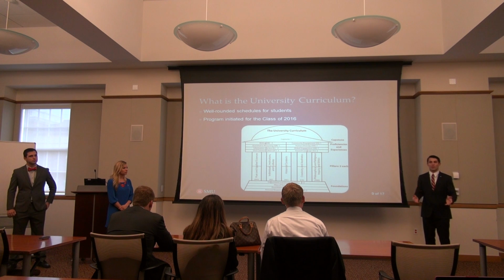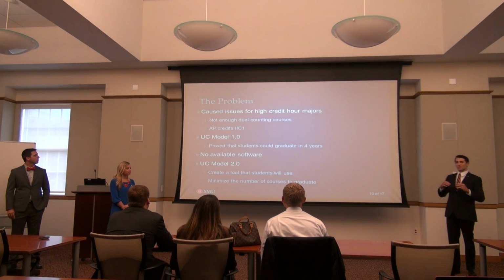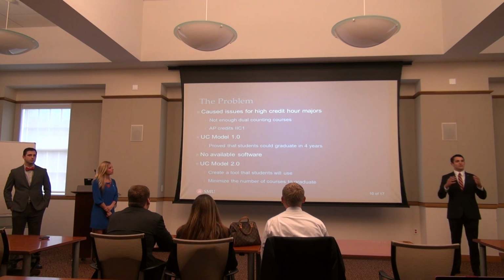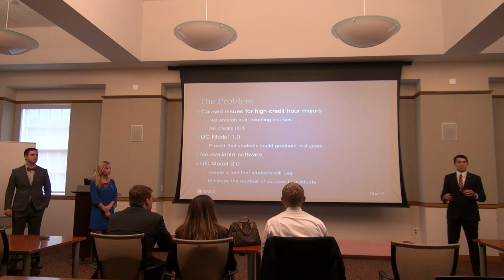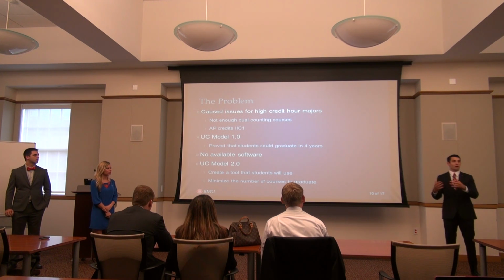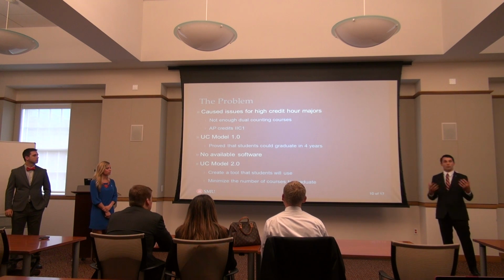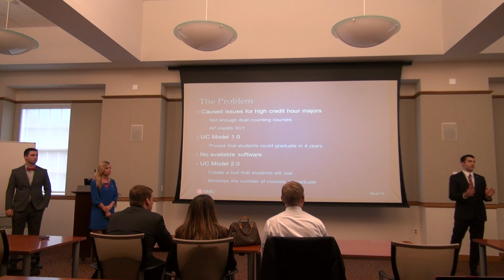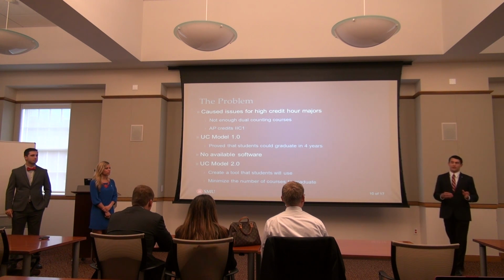But there were a couple problems with the UC getting started off of that. The problem was they didn't have enough classes count for enough pillars. So majors that had a lot of hours, things like that, they couldn't take a double major and graduate within 4 years, which is something that President Turner said must be able to happen.